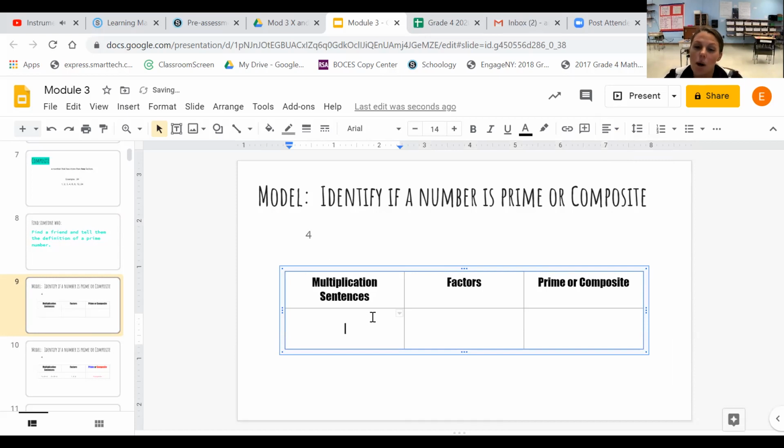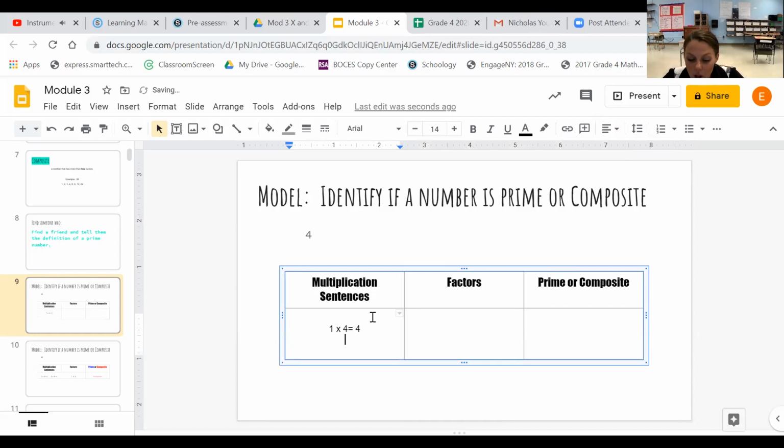I need to come up with a multiplication sentence to get to 4. So how can I multiply to get to the number 4? There are different ways we can do this. We can divide, or if you're someone that knows your multiplication facts, this is probably pretty easy for you. For example, I know that 1 times 4 is 4. And I also know 2 times 2 is 4. These are my multiplication sentences.